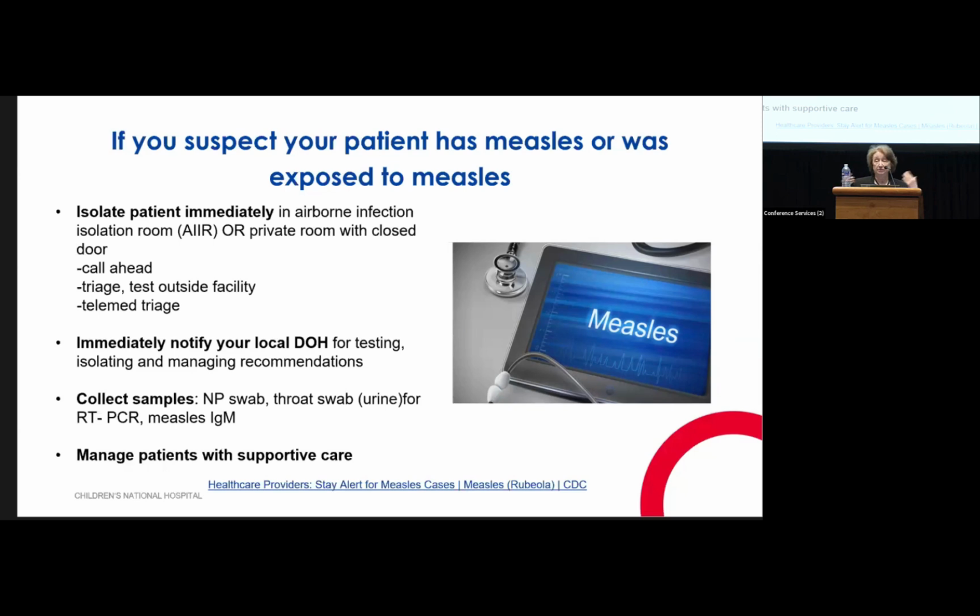So if the patient comes into your practice, what you want to do is put a mask on them. Regular surgical mask is fine. Put them into a private room. And essentially that is sufficient. If you have an airborne isolation room, that is even better. You're going to want to call the Department of Health to get recommendations regarding testing and isolation, and we can speak a little bit more about that, and manage patients with supportive care, and we'll speak about that in detail.